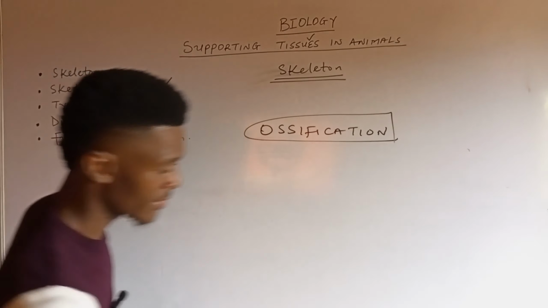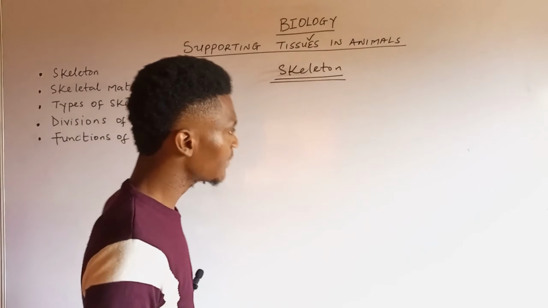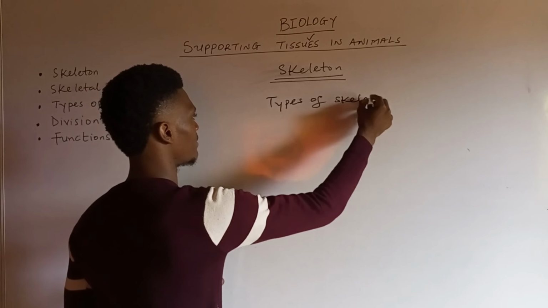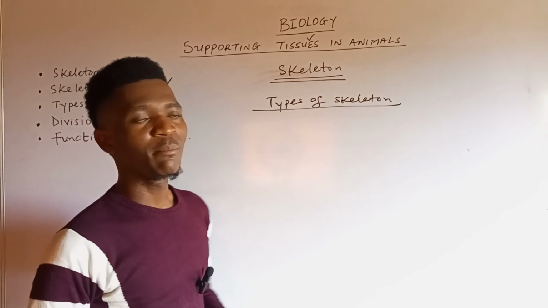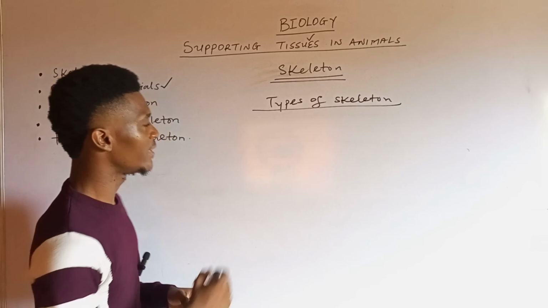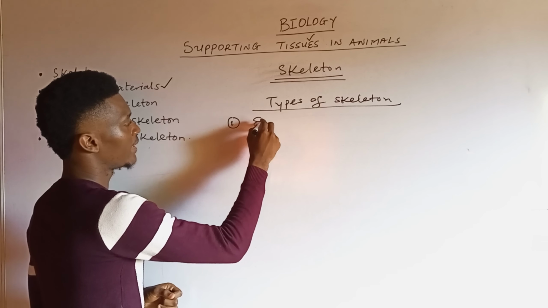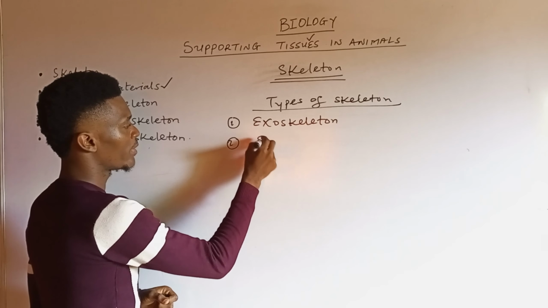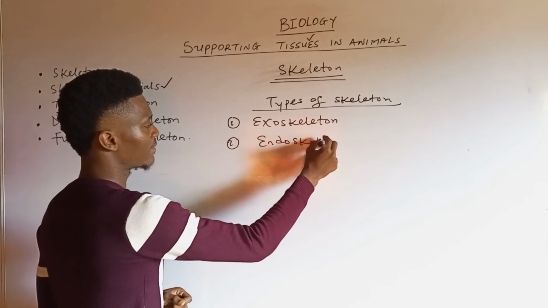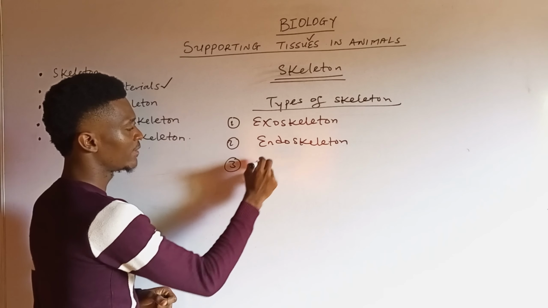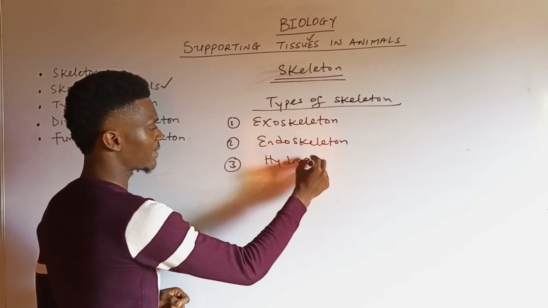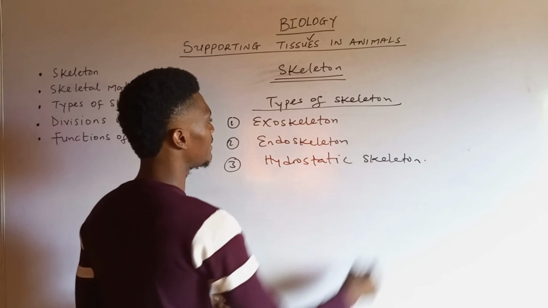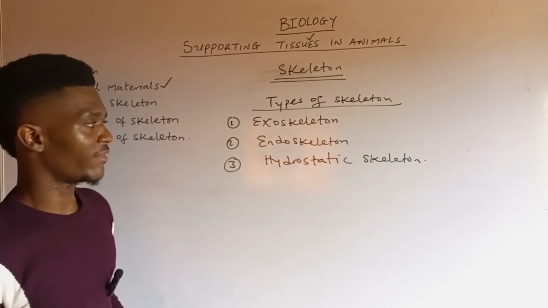So let's look at the types of skeleton. There are three main types of skeleton, and they include: one, the exoskeleton. Two, the endoskeleton. Then three, the hydrostatic skeleton. All right. So these are the three types of skeleton that we have.